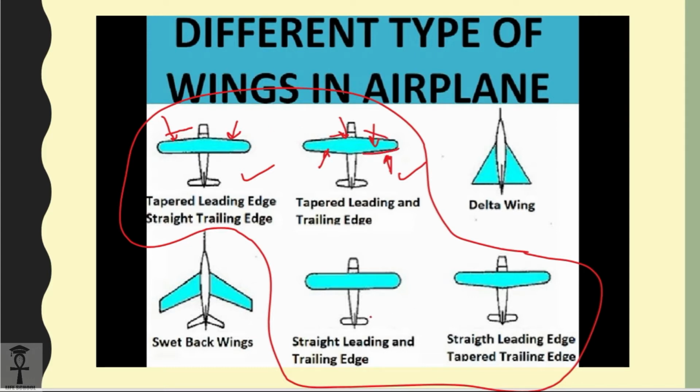And here is a straight edge wing. Then this is a straight edge, tapered trailing edge wing. So this is the tapered trailing edge. This is tapered. This is straight. Now this is how these four planes are, and we usually see these kinds of planes.